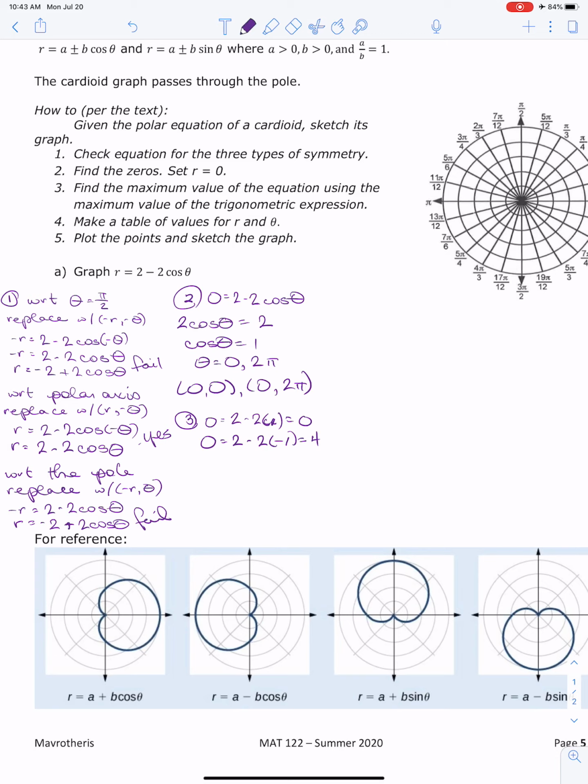I want to figure out where the cosine is negative 1. We know that happens when theta is pi. So cosine of theta is negative 1 when theta is pi. So I know that this point for pi is also on my graph.